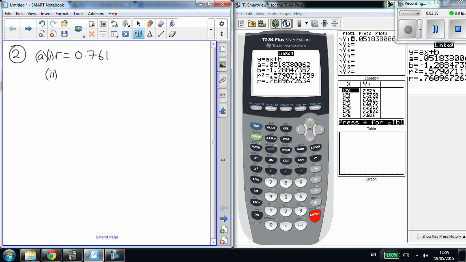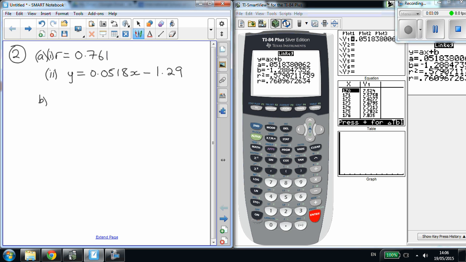In part 2, I have to give the equation of the regression line in the form y equals ax plus b. So I have y equals 0.0518x plus b, so in this case minus 1.29. It's a little bit strange. There are 4 decimal places here in the coefficient of x, and there are only 2 decimal places in the constant number at the end. Okay, that is correct because they're both to 3 significant figures.